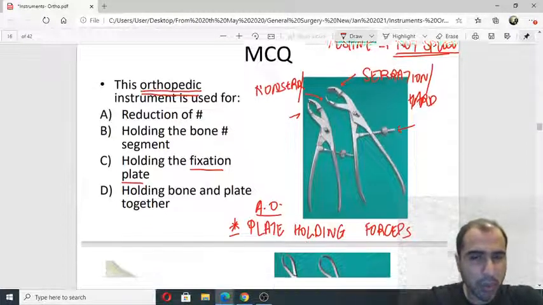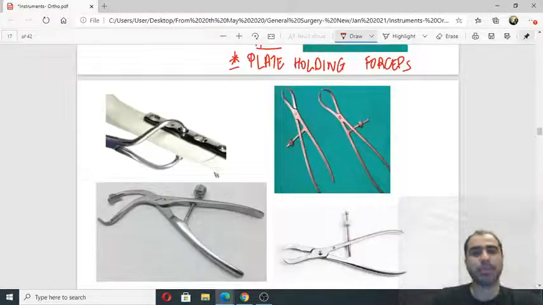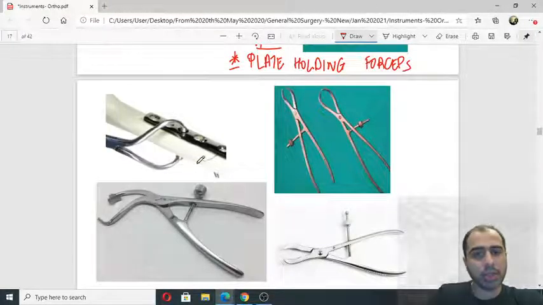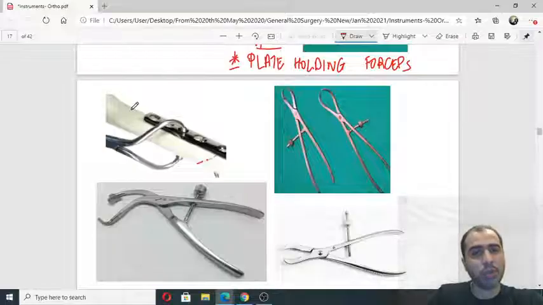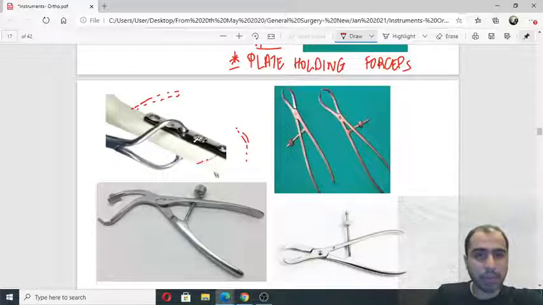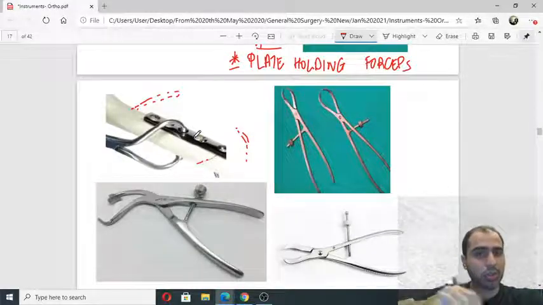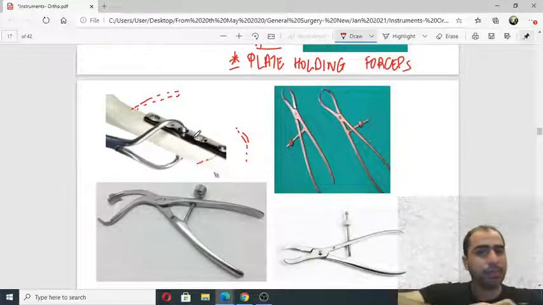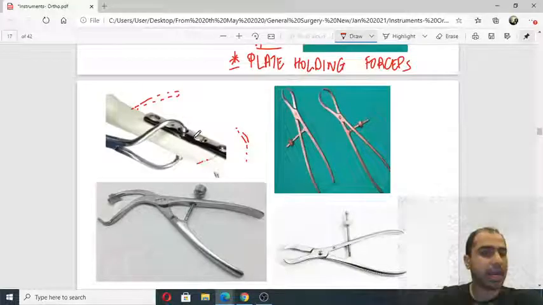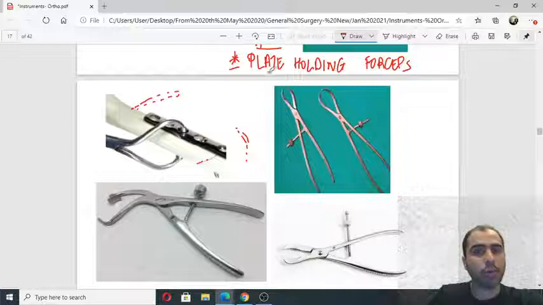How does this really work? I'll show you. Look at this picture, the first one. There is a fracture over here. Assume that the periosteum has been elevated. Now I have placed this plate across the fracture line, and then I'm going to place the screws. When I place the screws, obviously the plate can move. To keep the plate in place, I use this instrument, AO plate holding forceps.